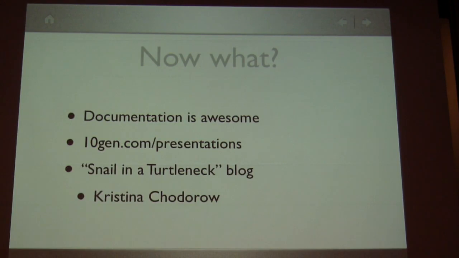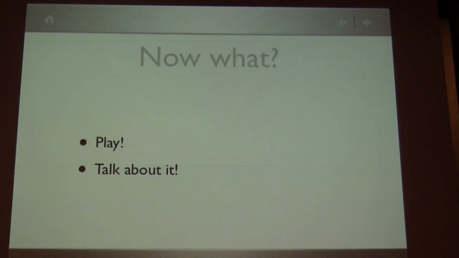The documentation, as I say in the slide, is awesome, but contributions are of course welcome. It's a GitHub project, so just fork it, make your changes, and submit a pull request. Like I mentioned earlier, they have presentations on TenGen's website. There are people much more cogent than I. Christina Chodorow has written two O'Reilly books on MongoDB, and she has a blog called Snail in a Turtleneck. She's a software engineer for TenGen, and she gives excellent descriptions of how things actually work and examples of things to play with or try out. Highly recommended, very down-to-earth and nerd culture friendly. I think the most recent one references Dungeons & Dragons heavily.